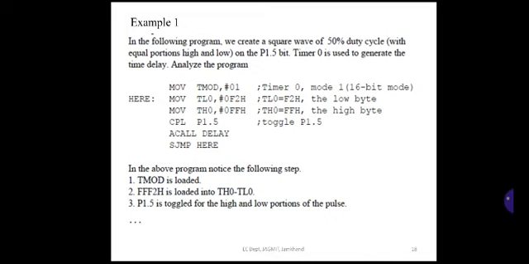So again it will load the original value, that is FFF2, into TL0 and TH0. So this process goes on continuously, and a square wave is generated.